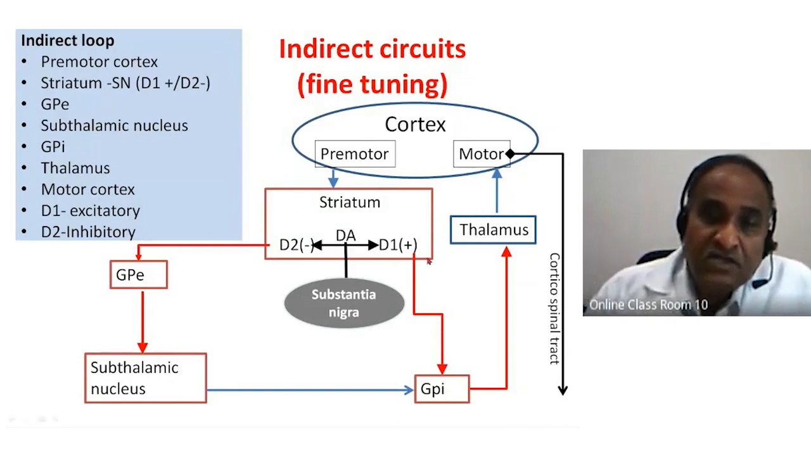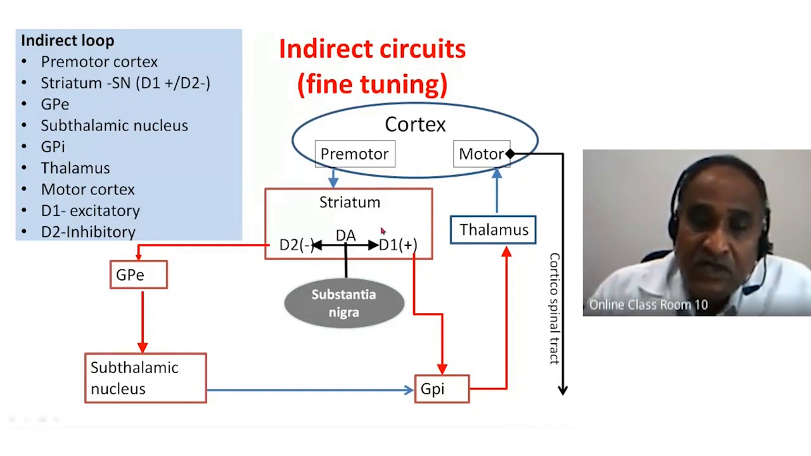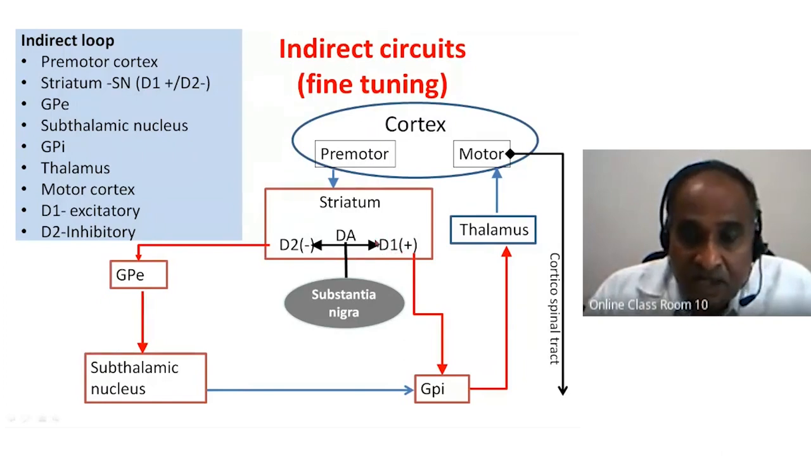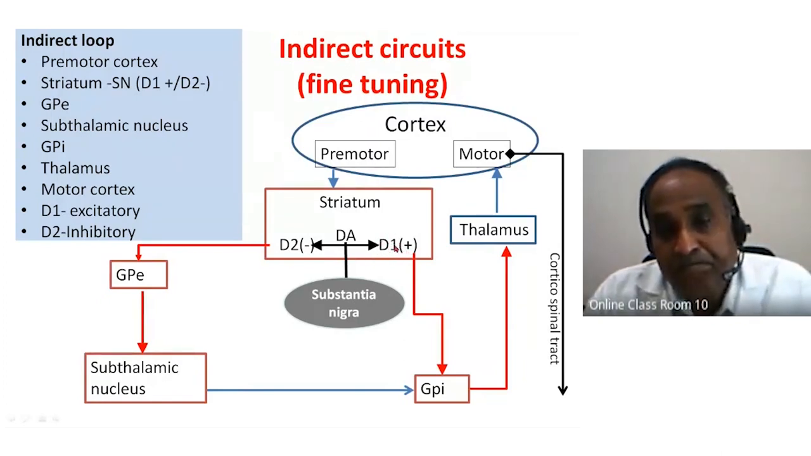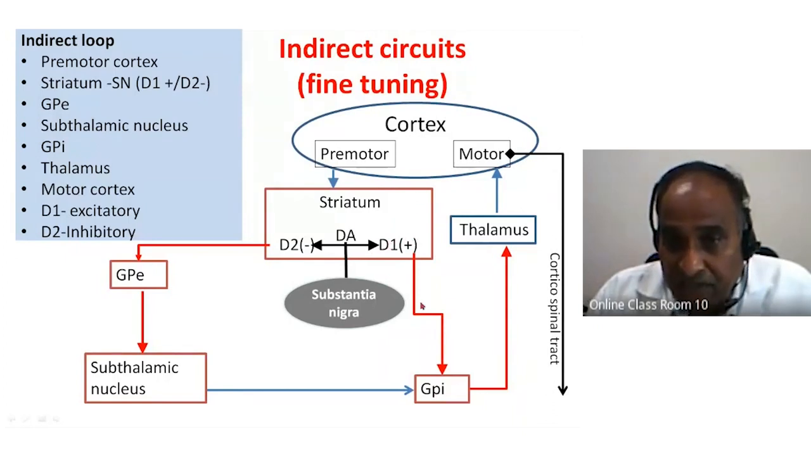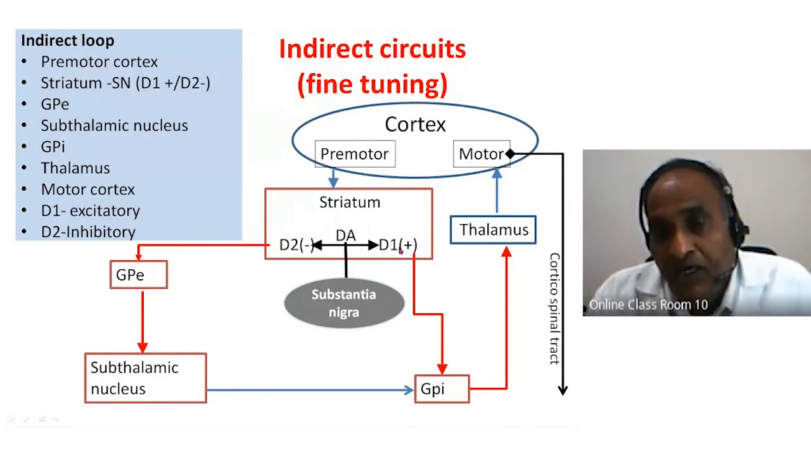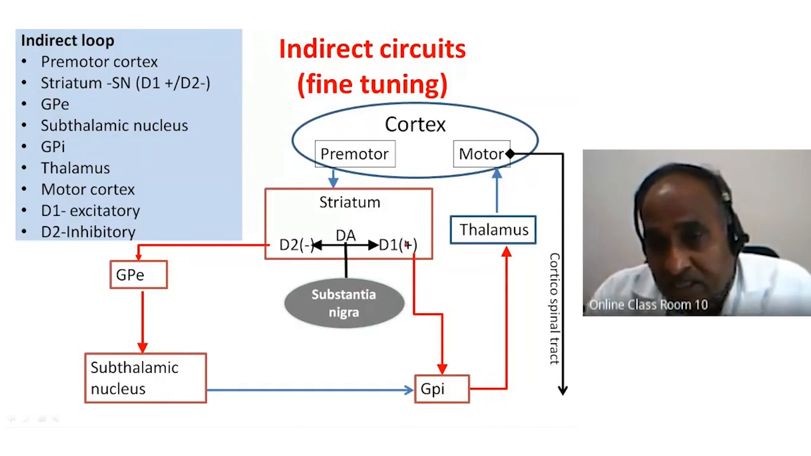It has two sets of neurons. In one set, the more numerous one, the neurons express D1 receptors. The D1 receptors are excitatory, and they make direct contact with the GPI. So they participate in the direct circuit. The dopaminergic neurons reaching the direct pathway express D1 receptors, which are excitatory. And what happens? This is excited.